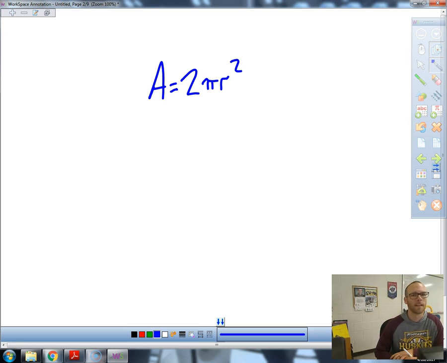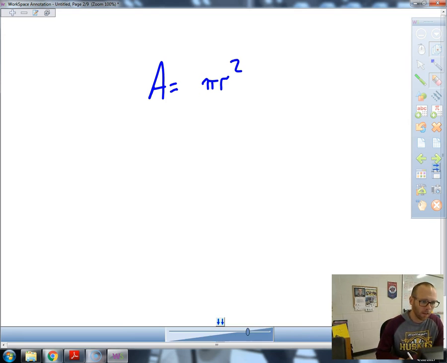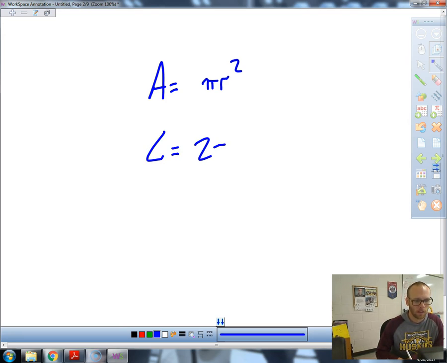Is that the area formula for a circle? No, it's not. What have they done here? They've combined the formula for circumference with the formula for area. Area is pi r squared. Circumference is 2 pi r. So how do I keep these straight? How do I remember that pi r squared is area and 2 pi r is circumference?